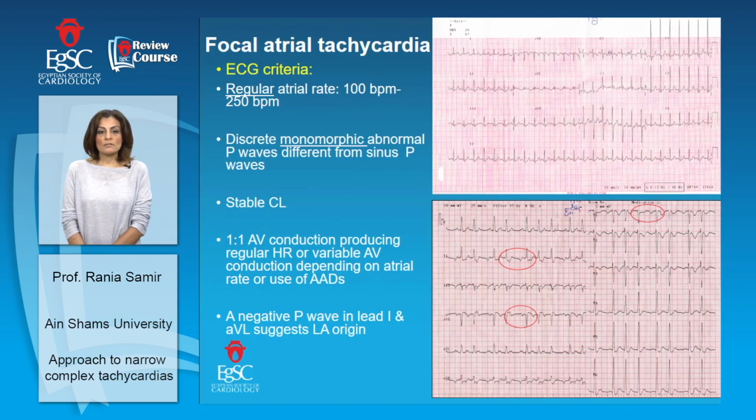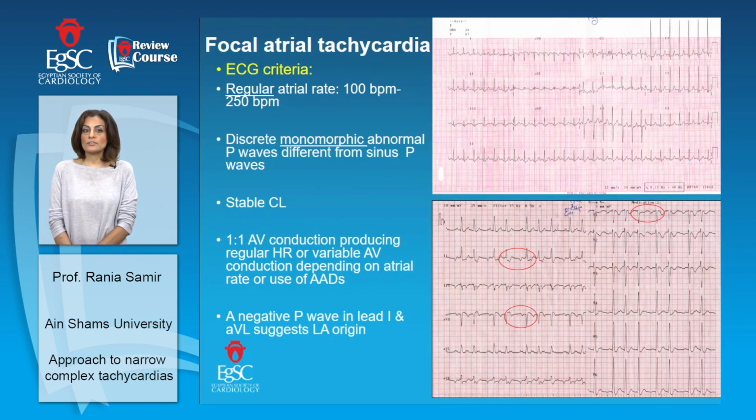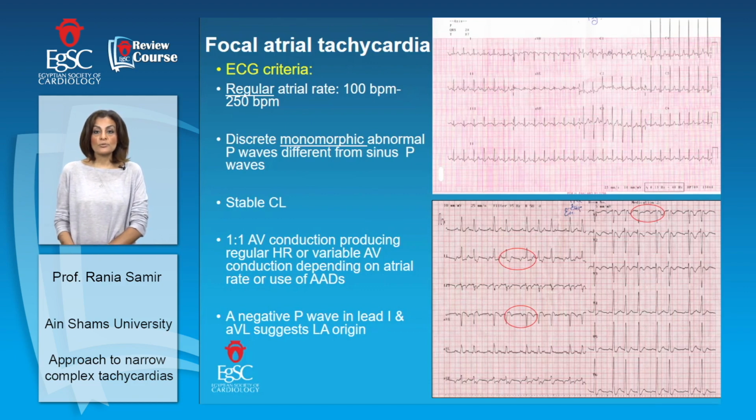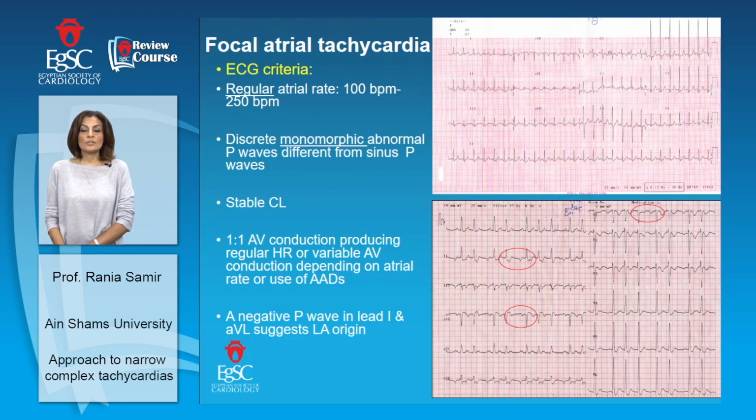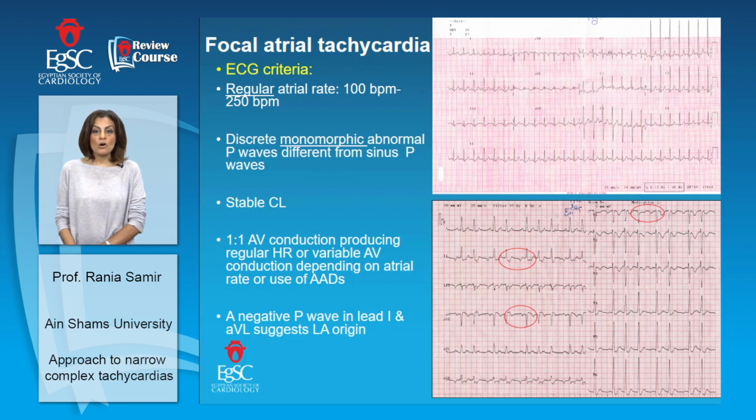The ECG diagnostic features of focal atrial tachycardia are a regular atrial rate ranging from 100 beats per minute to 250 beats per minute. It's characterized by discrete monomorphic abnormal P waves, different from the sinus P waves, and it has a stable cycle length. The regularity of the AV conduction depends on the atrial rate and the AV nodal conduction.